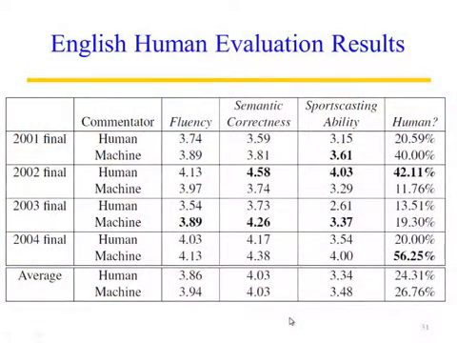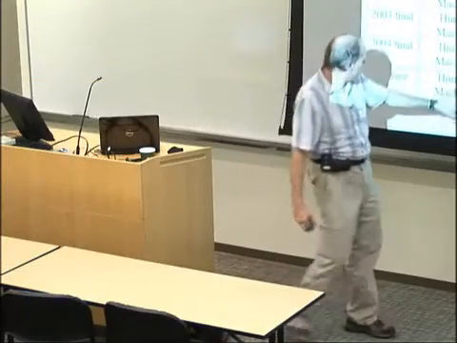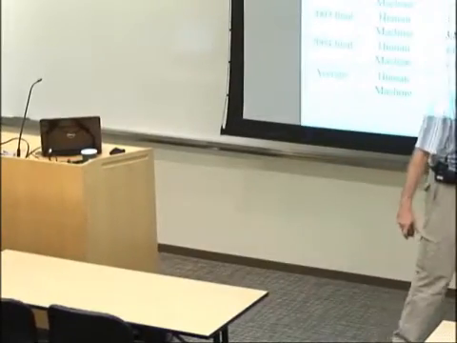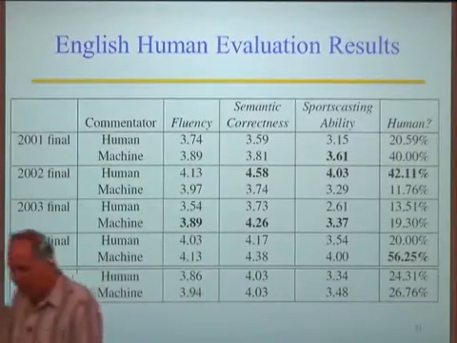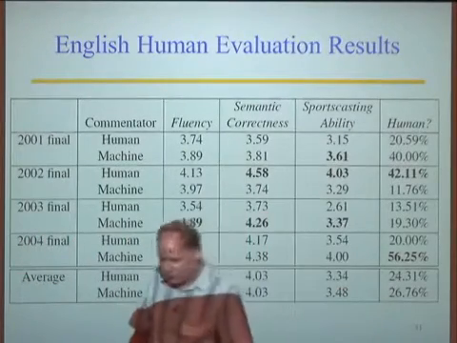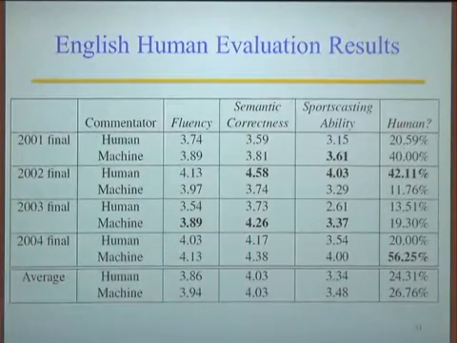So here's a breakdown across all the games. Here are the averages for the English case at the bottom. You see, the ratings of the machine here are actually higher, about the same here, a little higher there. And most humans and machines are not judged human, only about 25%. But actually more of the machines were judged human than the humans were.